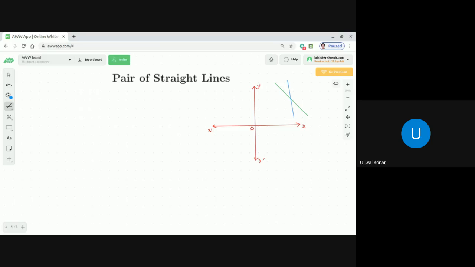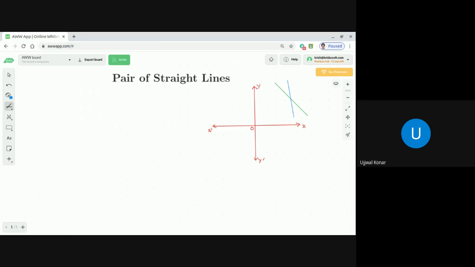Joint equation. That means when you see these two straight lines, if their joint equation is in a particular form, then you can say it is a joint representation of two straight lines. That we are going to discuss. That is called pair of straight lines.